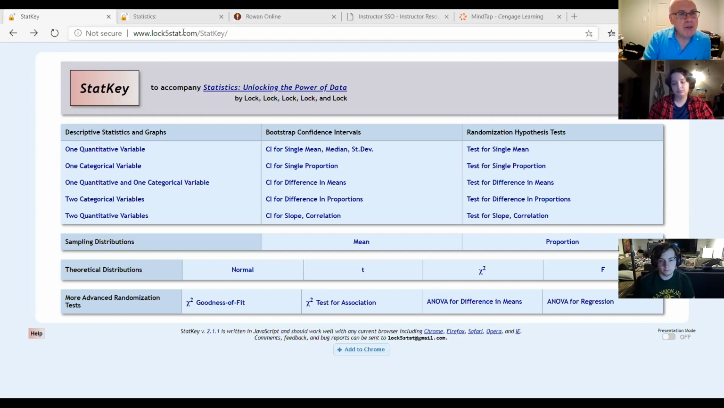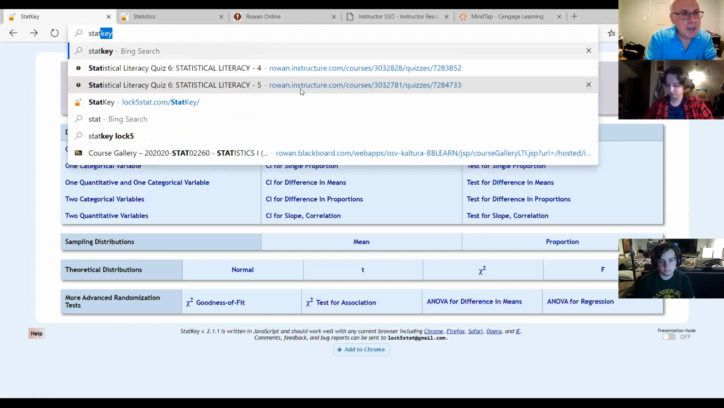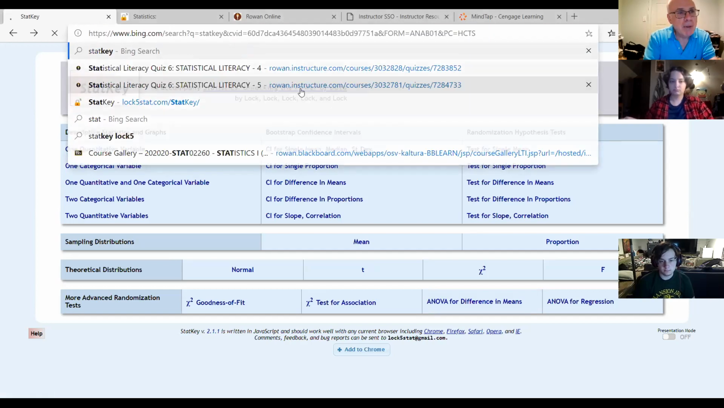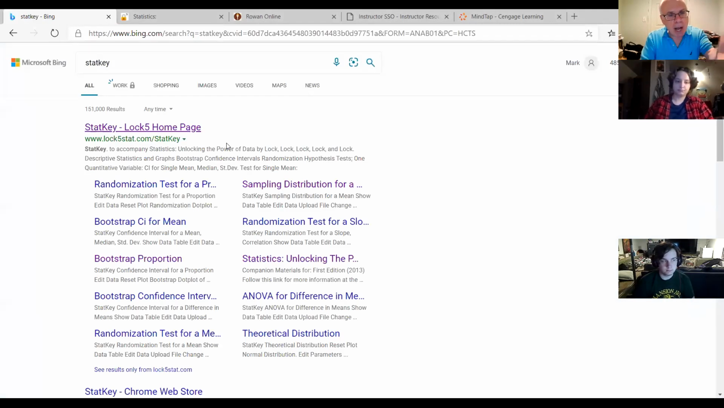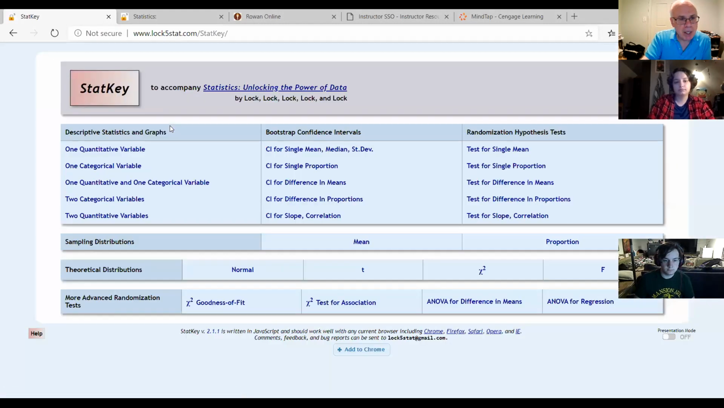Now, how do we find this software on the internet? Just type in StatKey and hit enter. And on my browser, the very first thing that comes up is StatKey, and it says Locke 5. That's what you're going to need to look for. Locke 5 homepage. So you just click that, and you get to this page here. All right, so this is the StatKey homepage.